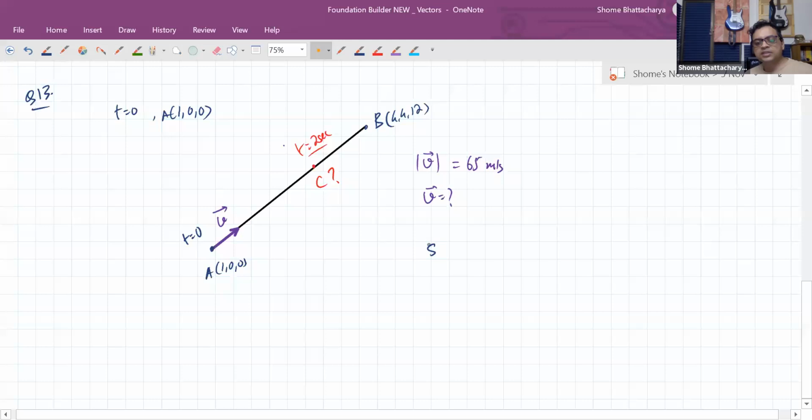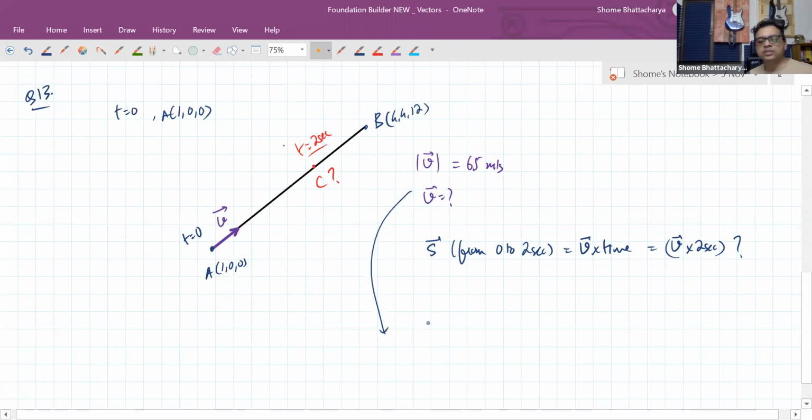We'll see that the displacement from 0 to 2 seconds is nothing but velocity into time. So it should be whatever velocity vector we get multiplied by 2 seconds. From that we'll get the displacement, and from that we'll get the coordinates. So first of all, how do we get the velocity?